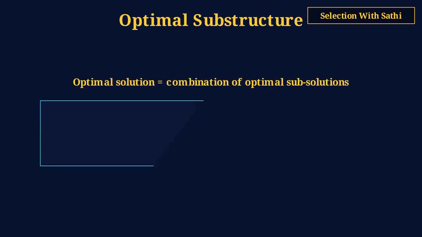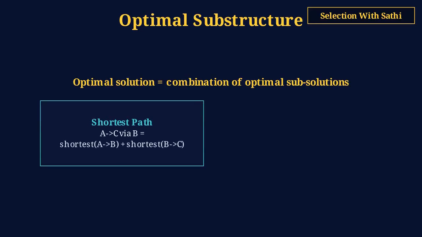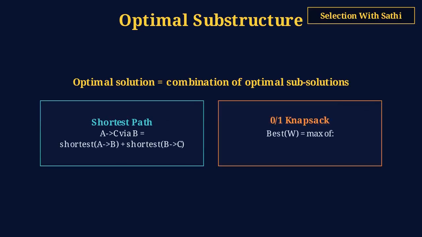The second property is optimal substructure. A problem has optimal substructure if its optimal solution can be constructed from optimal solutions to its subproblems. Shortest path is a classic example. The shortest path from A to C through B uses the shortest path from A to B and the shortest path from B to C.